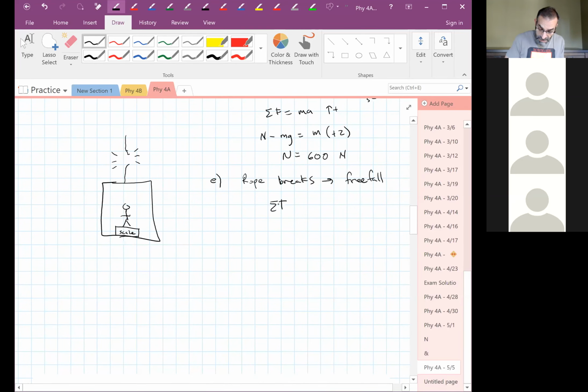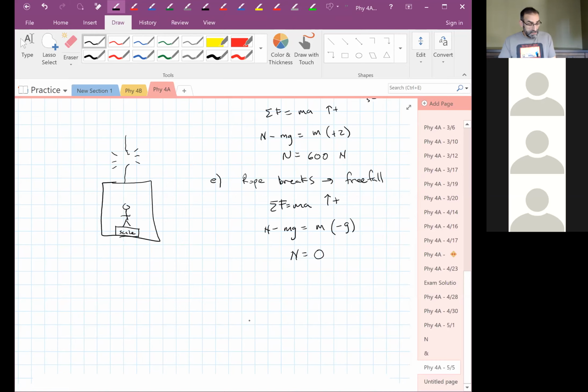We say sum of the forces equals ma. Up is my positive direction. Normal force minus mg is m times... and what is their acceleration now? Gravity, right? And I chose up as positive, so I have to put minus g here. And so I get my normal force is 0. The normal force is 0. And what do we call this? We call it weightlessness, right? That's the term we use, weightlessness. I'll write it here.